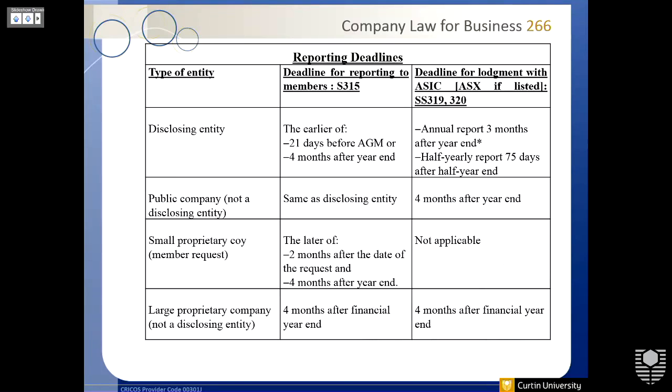Please have this in your cheat sheet because you may get a question on reporting deadlines. It's pretty straightforward. If you can write this, you may get an 8 marks answer, almost 8 marks. You may get 7, 6 marks, 7.5, depending on how you write. Okay?